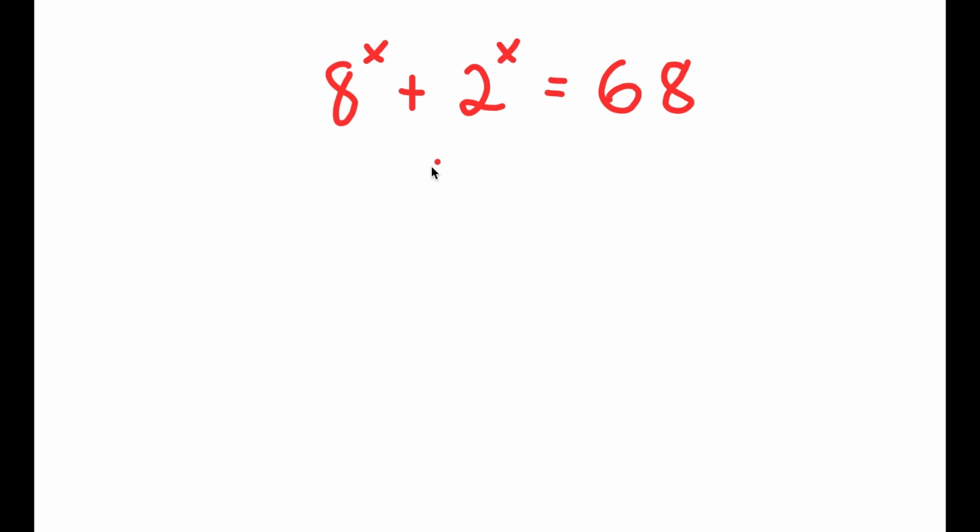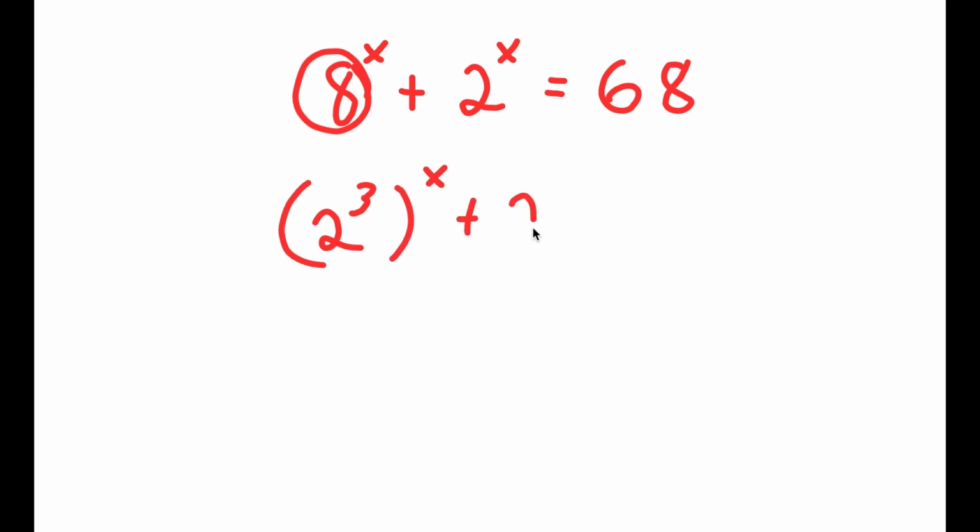Alright, so in this problem, I have 8 to the power of x plus 2 to the power of x is equal to 68. So to start, I'm going to first rewrite 8 here as 2 to the power of 3. So now I have (2 to the power of 3) to the power of x plus 2 to the power of x is equal to 68.